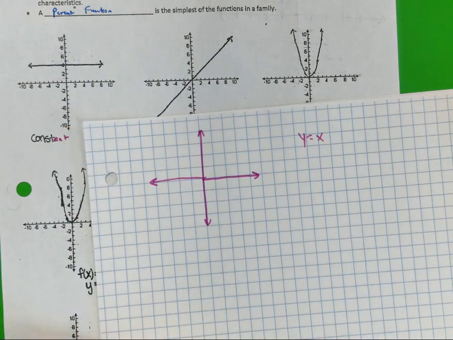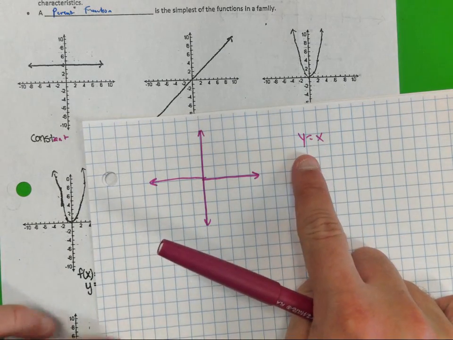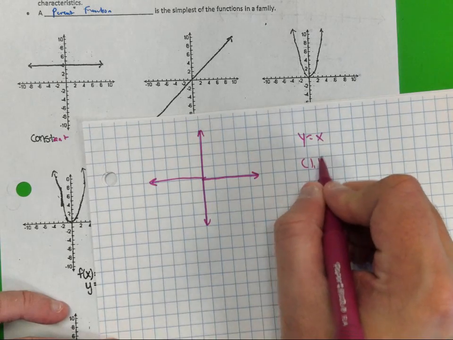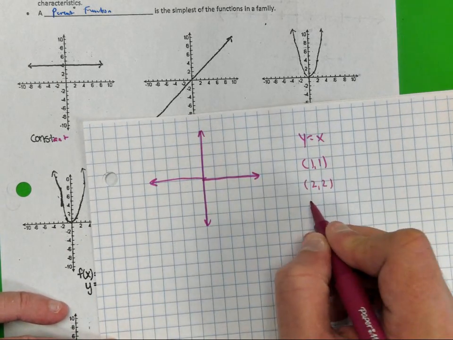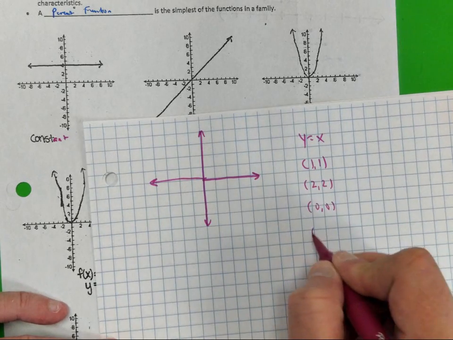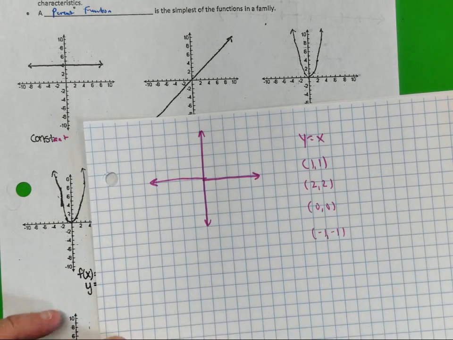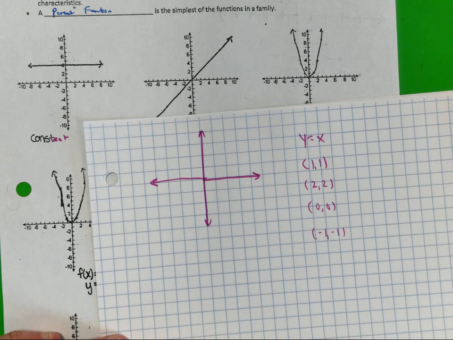This is why it's called the identity function. y equals x. If I plug 1 in for x, what is y? If I plug in 2, what is y? If I plug in 0, what do you get? If I plug in negative 1, I get. Do you see you get the same identity on both sides of the ordered pair? That's why it's called identity.